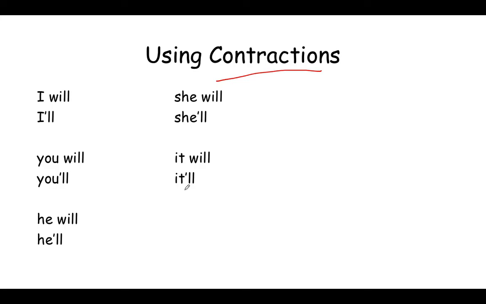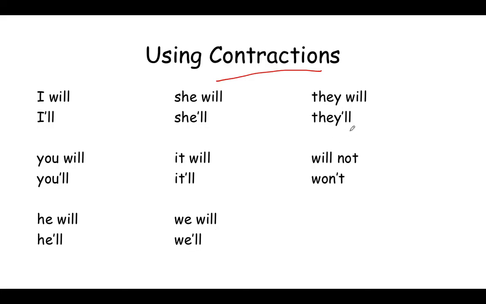They kind of say the t really quickly. It'll. They don't really pronounce it. It'll. We will is we'll. They will is they'll. And if you say will not, that can be put together. If you're making a negative, you can say won't.